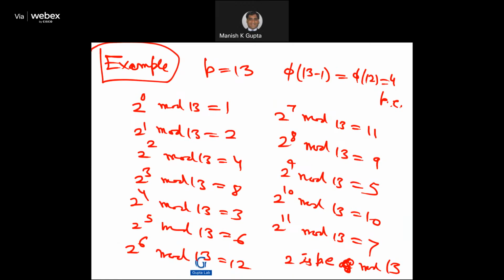As an example, if P is equal to 13, then phi of 13 minus 1 is phi of 12, which is 4. So there are 4 primitive elements. Now first check whether 2 is a primitive element or not. 2 raised to power 0 is 1 mod 13. 2 raised to power 1 is 2. 2 square is 4, 2 cube is 8, 2 raised to power 4 is 3, modulo 13. And so on, you compute that everything is appearing except 0, right? 0 is not there anyway in ZP star. So all the elements are there. So 2 is a primitive element.